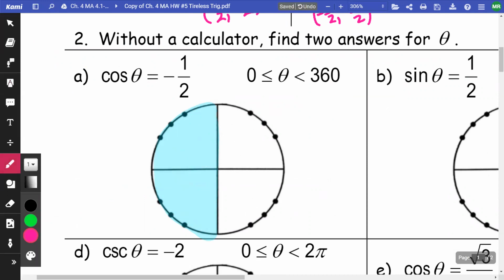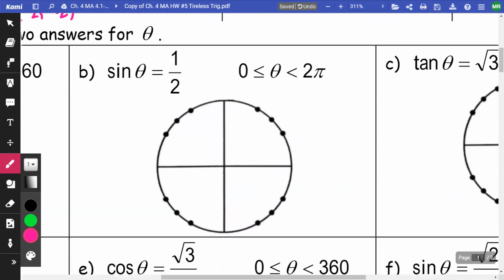They want us to do this in degrees. So I'm going to be trying to figure out where my cosine is a negative 1/2. That's my x coordinate. That's going to be here and here. And in terms of degrees, that's going to be 120 degrees. And down here, this is going to be 240 degrees.